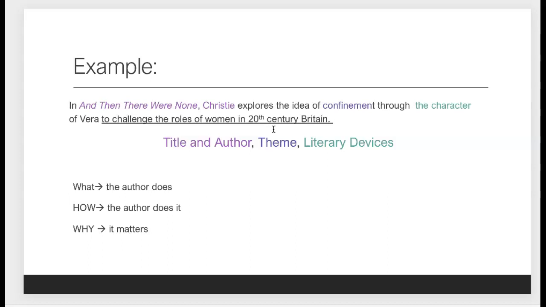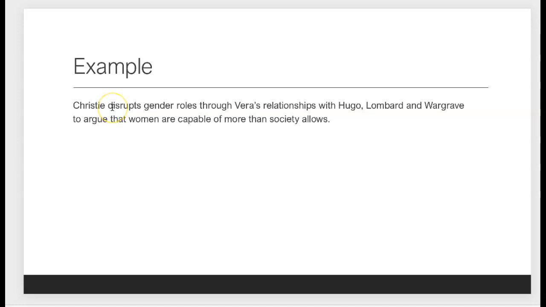You could also say that she explores this idea of confinement, or she challenges these roles through the character of Philip Lombard. It's all a matter of your interpretation. It's all a matter of your viewpoint and what you want to say. Another example, Christie disrupts gender roles through Vera's relationships with Hugo, Lombard, and Wargrave to argue that women are capable of more than society allows.